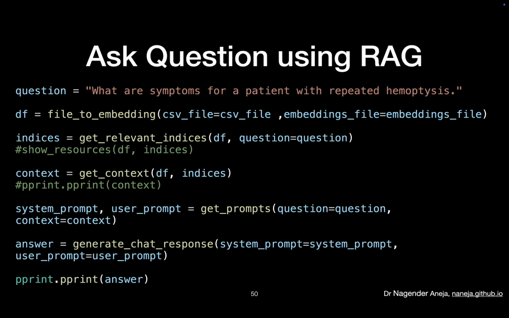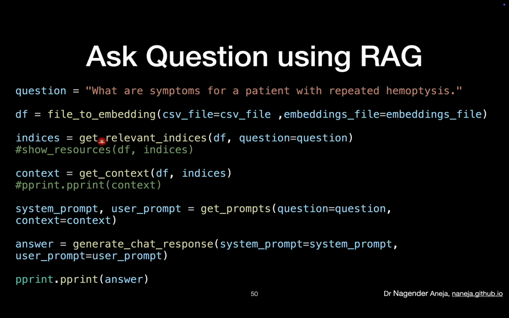Okay, next. Now we're going to use the RAG pipeline. We have already completed the RAG pipeline. So we have a question again: what are the symptoms of a patient with repetitive mopsis? For this question, first we need to have access to the embeddings. We have the CSV file and we need the embedding file. So we get the data frame corresponding to the embedding file. This data frame now has the embeddings. Now we pass this question and this DF.